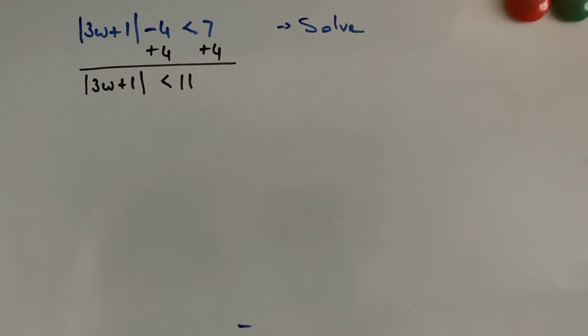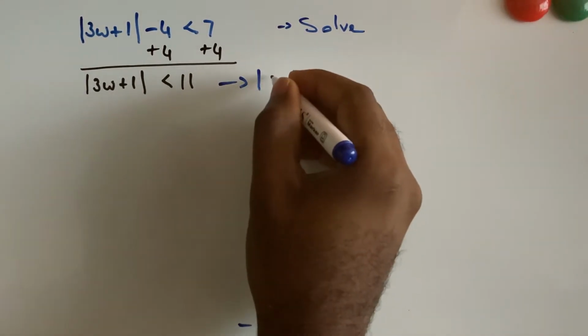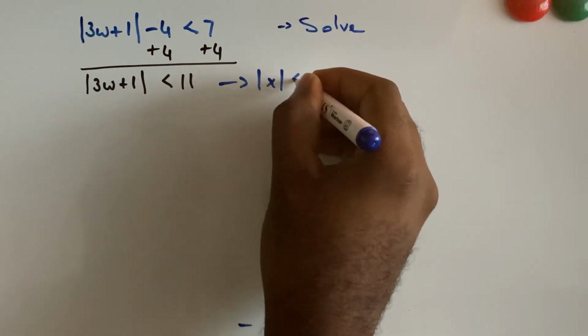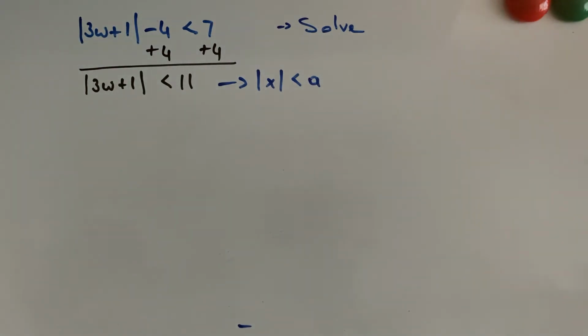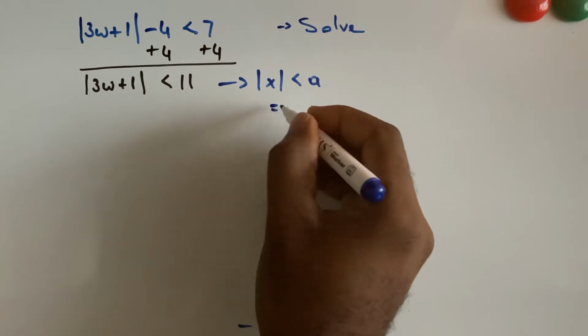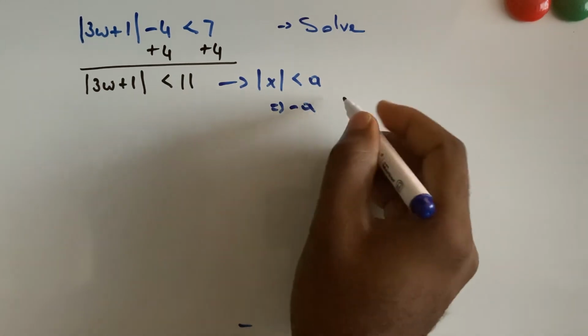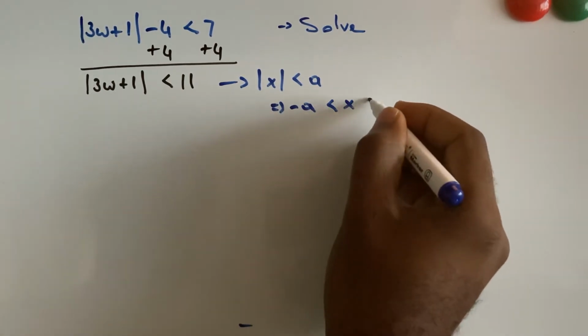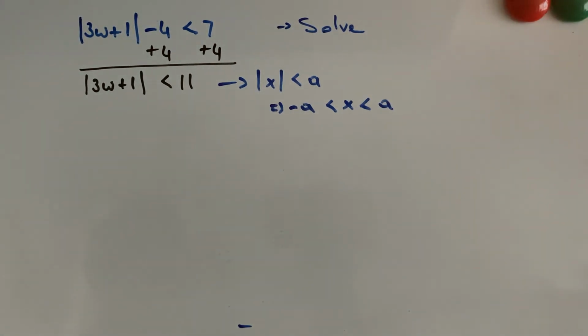Okay, from here, you have to go back and try to remember the rule. The rule, when it's written like this, absolute value of x less than a, okay, as in this case here. If you have absolute value of x less than a, it has to be negative a less than x less than positive a. You use that to solve the problem.